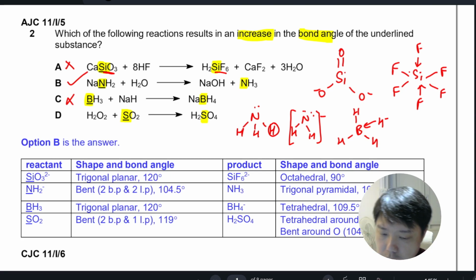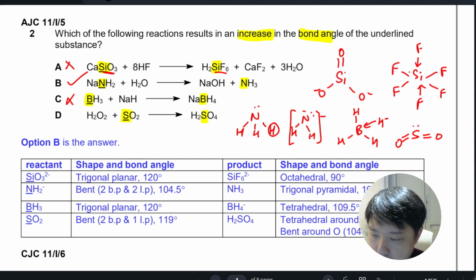D, hydrogen peroxide. No, not hydrogen peroxide, sulfur dioxide. It's the same structure as this one here, with a lone pair. Okay, so this bond angle is 119.